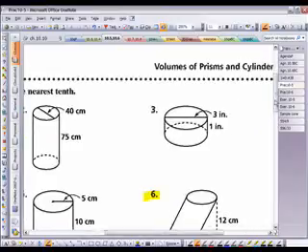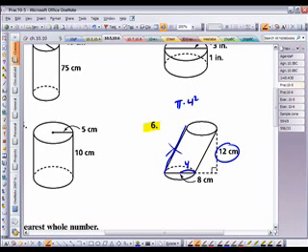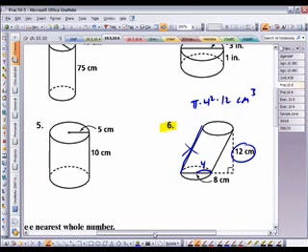Now this is an oblique cylinder. It's not straight up and down. However, the height is still just the shortest distance from top to bottom, the one that makes a right angle. So that's your height. You don't have to worry about that angled distance. It doesn't make any difference. So the radius is now 4, since the diameter is 8. So it's going to be pi times 4 squared times 12, and that'll be in centimeters cubed. And again, you need a calculator for that.